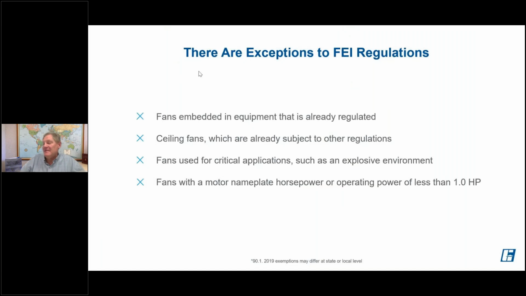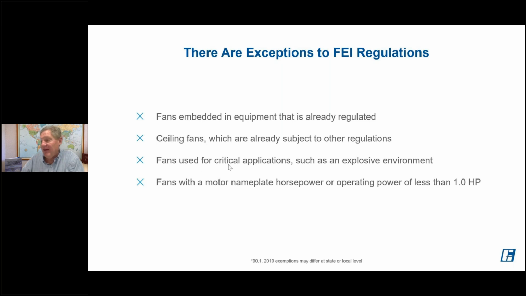So, FEI is in codes, it's in regulations, but there are some exceptions. The exceptions fall to basically any fan that's in another piece of equipment that's already regulated. So instead of thinking about fans in equipment, if you've got a standalone fan that's not part of another piece of equipment, you probably will need to meet the FEI requirement of the code or the regulation. Ceiling fans are exempt as well because DOE already has a separate regulation on ceiling fans.